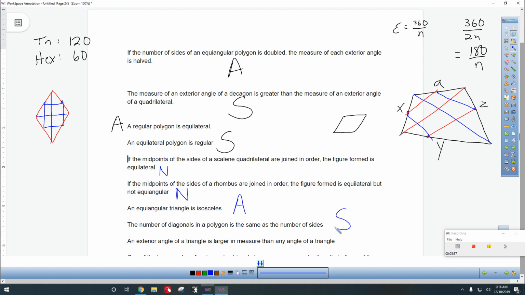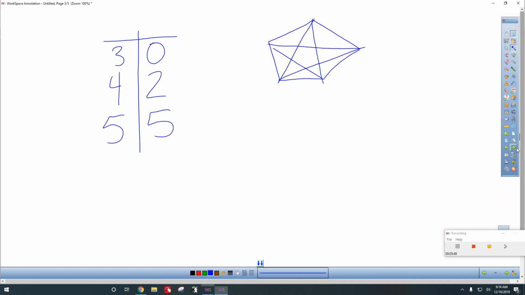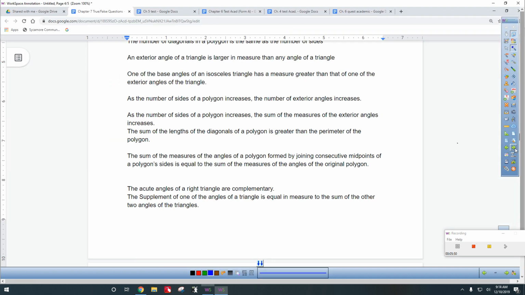The exterior angle of a triangle is larger than the measure of any angle of a triangle. That's just sometimes true. Think about an obtuse triangle. Next. Oh, hold on. So we're starting with this one. One of the base angles of an isosceles triangle has a measure greater than that of the exterior angles of the triangle. I don't think that's ever true.